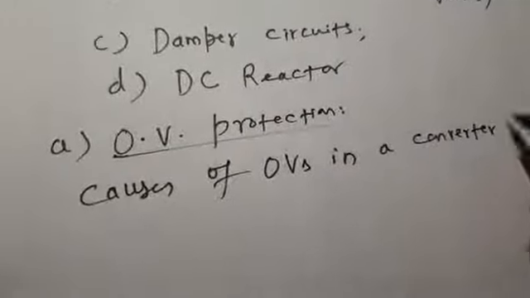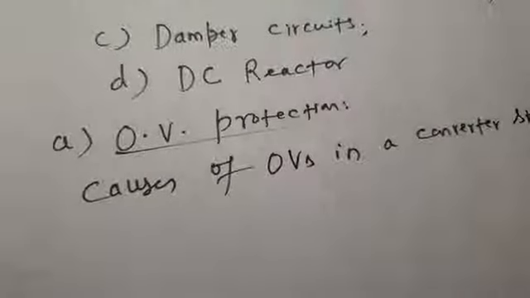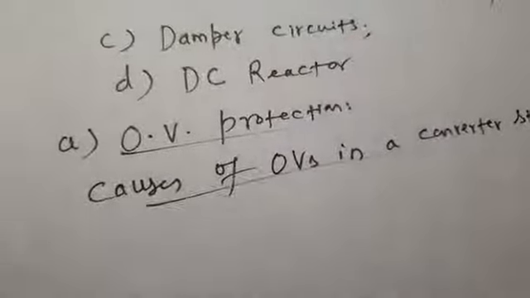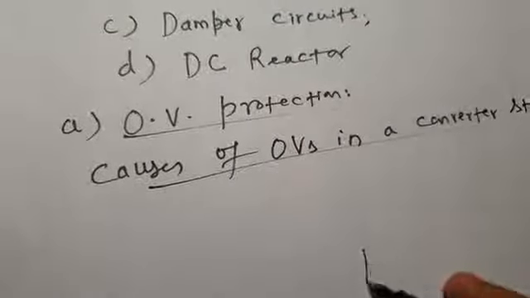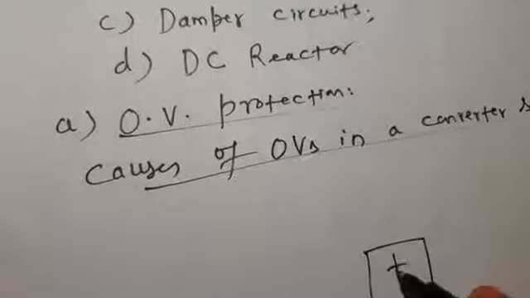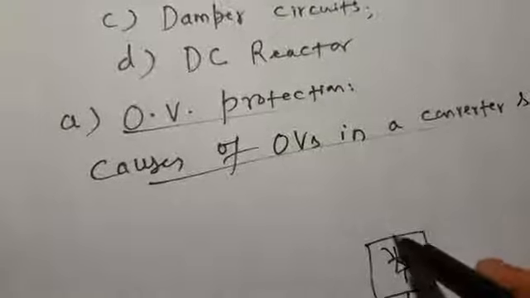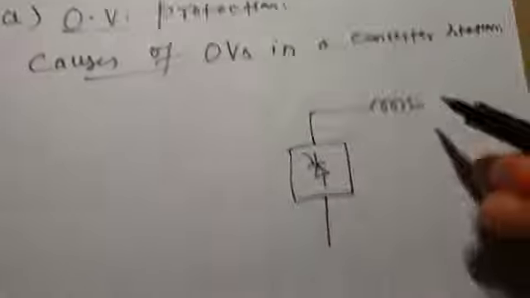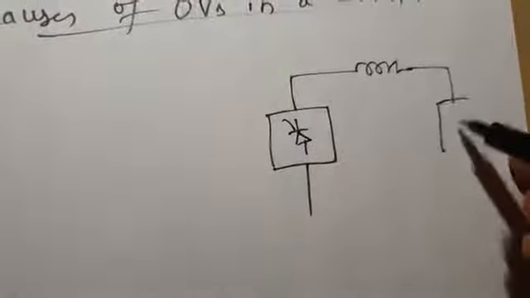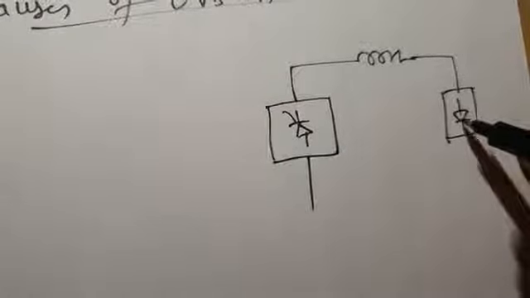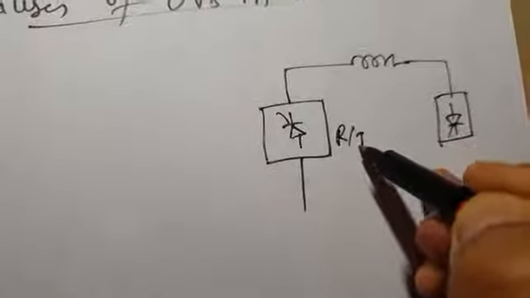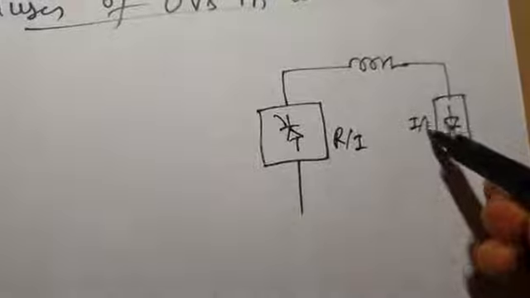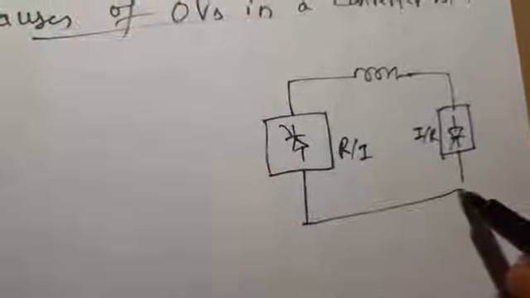In a converter station, what are the various causes of over voltages in a converter station? Okay, now if I draw the schematic diagram of our HVDC system, this is the simplified schematic diagram of an HVDC system. This may be a rectifier or inverter station, and this may be an inverter or rectifier station depending upon the direction of power flow.